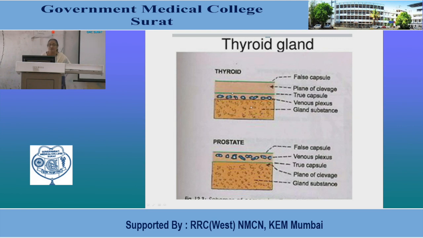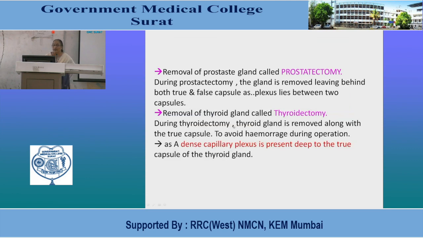Now what happens with the removal of the thyroid gland, called thyroidectomy? During thyroidectomy, the thyroid gland is removed along with the true capsule, while in the prostate we leave it behind, right? The thyroid gland is removed along with the true capsule mainly to avoid hemorrhage during the operation, as a dense capillary plexus is present deep to the true capsule of the thyroid gland. So this is more important along with the thyroid capsule and prostate capsule. That is the difference between these two during the operation, what we have to do as a surgeon.